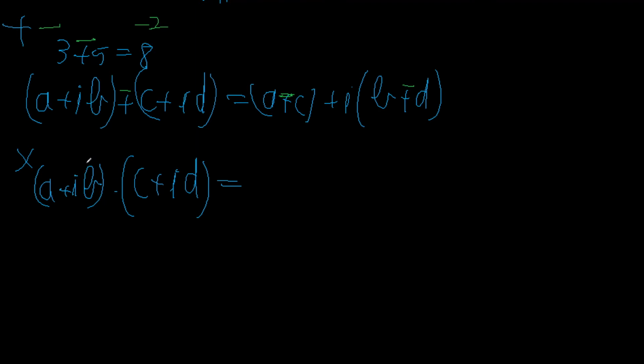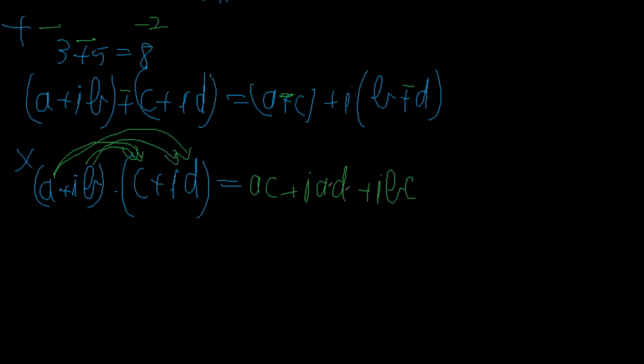Now for multiplication, we have a plus ib times c plus id. And we all know this rule. I'll give another color for you guys. a times c plus i times ad plus i times bc plus i squared times bd.